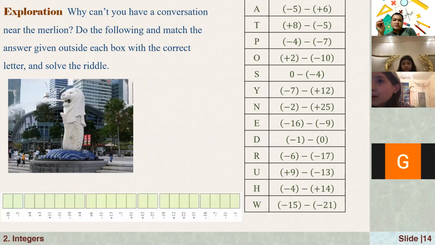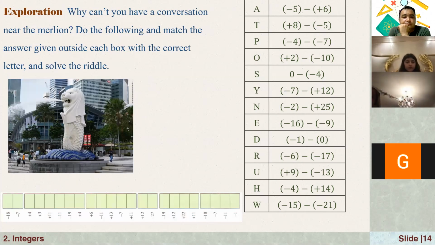All right, now let's just do with you again the similar question. Last time we did this. Neil, can you read it? Exploration. What is it? Exploration. Why can't you have a conversation near the Merlion? Do the following and match the answer given outside each box with the correct letter and solve the riddle.